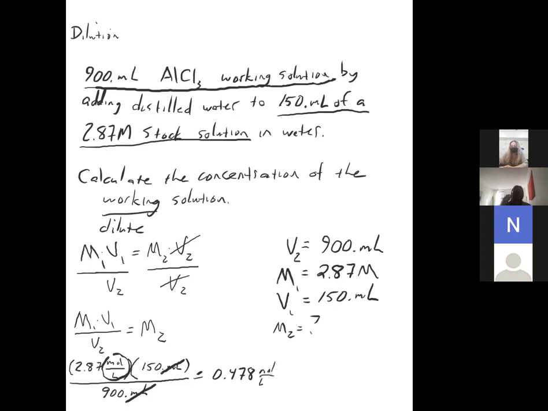Now, chemists will often write this. If I were writing this on a bottle and labeling what the concentration of the solution is, I would typically just put a capital M. I wouldn't write out moles per liter. I would just write capital M. And the way you pronounce that is molar. So we would say that this working solution or dilute solution is 0.478 molar. It's a molar solution, but molar means moles per liter, okay?